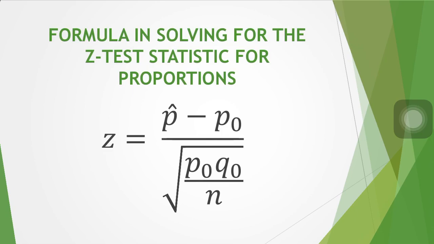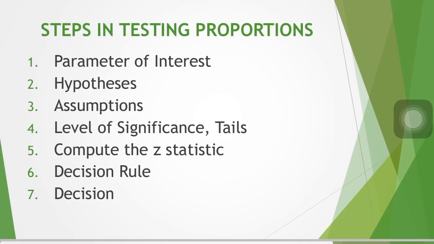Now, these are the steps in testing proportions. Step 1, parameter of interest. 2, hypothesis. 3, assumption. 4, level of significance and tails, and also the critical coefficients. 5, the z-statistic. 6, decision rule. And 7, the decision.